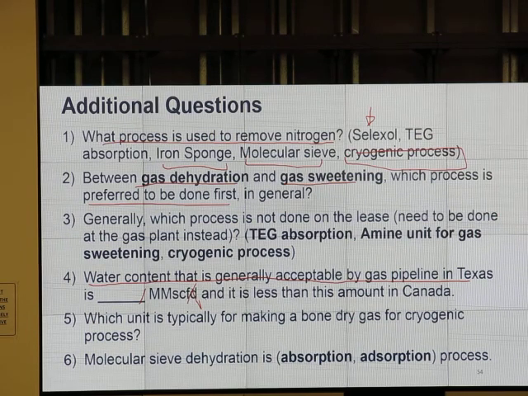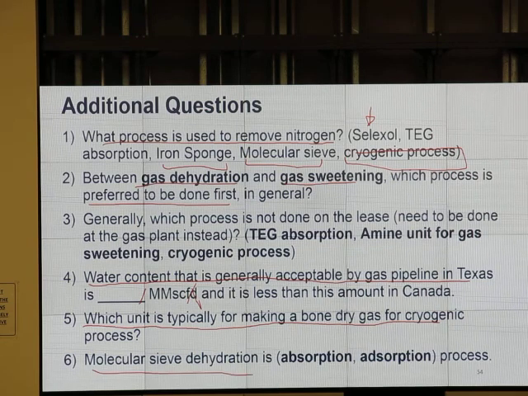Yes. Will you go back to the glycol thing real quick? Okay, we'll do that later. Number 5. Which unit is typically for making a bone dry gas for the cryogenic process? Which process do we use to make it bone dry? Dehydration. Molecular sieve? Did you say molecular sieve? Yes, I did. Molecular sieve.